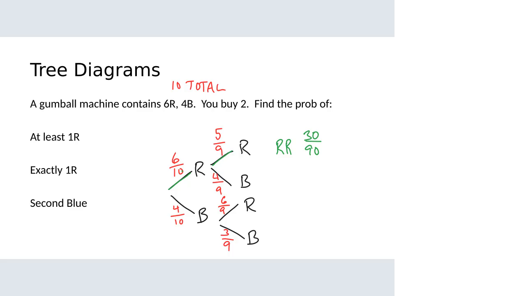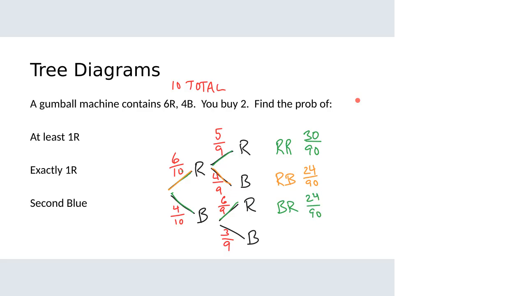Okay, continuing down my tree, the next one, I could do red followed by blue. I need to multiply the probabilities along that path. And 6 times 4 in the numerator is 24. 10 times 9 in the denominator is 90. It's kind of nice. My denominator is going to be the same every time. All right, I could do blue followed by red. And we'll multiply those. 4 times 6 will be 24. 10 times 9 will be 90.